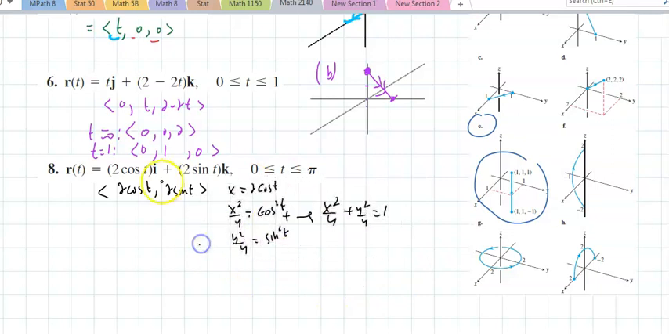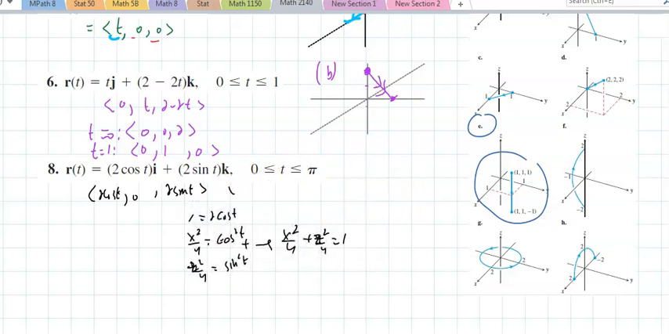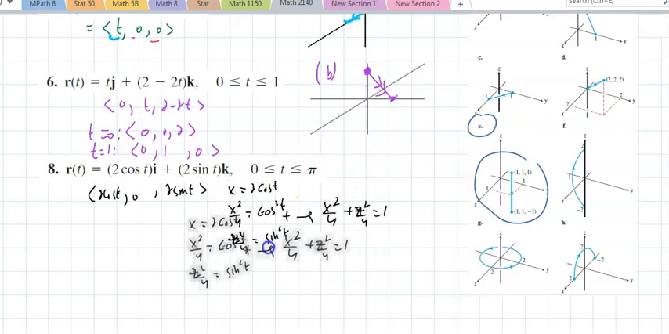Now, I noticed that i and k, so this is really z. So I have a circle wrapped in the xz plane. Let me get this going. Something that we're going to have to play with a bit more than we like because of the applications, not because of anything else.